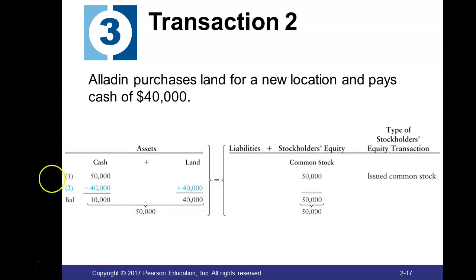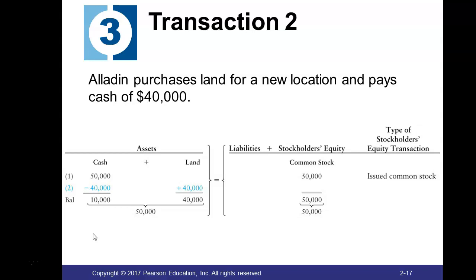Boom, that's done. Now, if we purchase land for a new location in the form of cash, what's happening here is cash is going down. We are going to forfeit our cash for this land. And if you look at this transaction, you'll see that only one side of the equation is being affected here. Only the asset side. The question then becomes, is this a balanced equation? Because we're only affecting the assets. We're not affecting liabilities and equity. Can this transaction still be balanced? And the answer is yes.